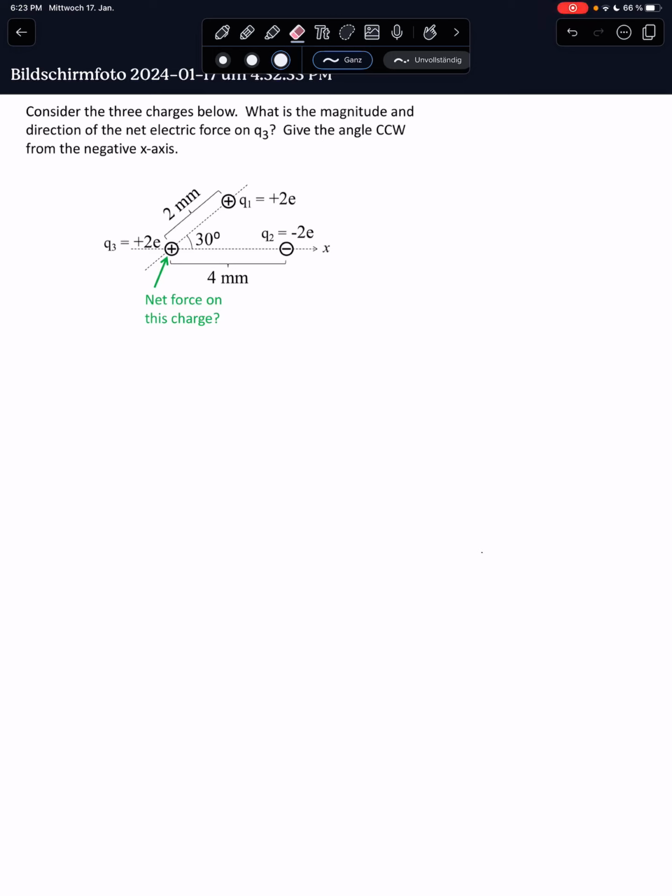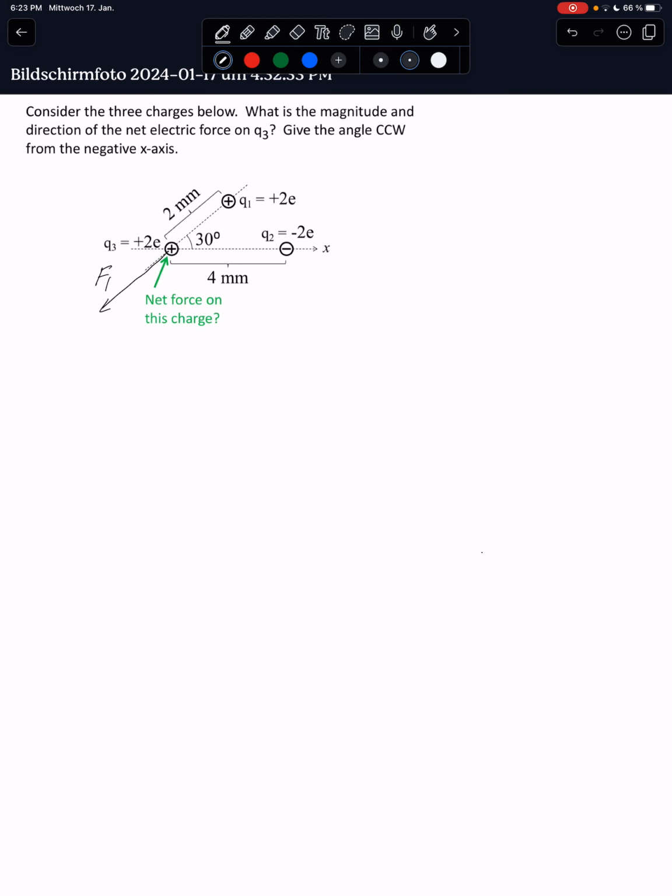All right, I ask you to think about this problem, and we did a couple of first steps to actually solve it. The first step we did is to just draw the forces which act on this charge. This is the force F1. It's the force due to the charge number 1, so this one, and the force F2.